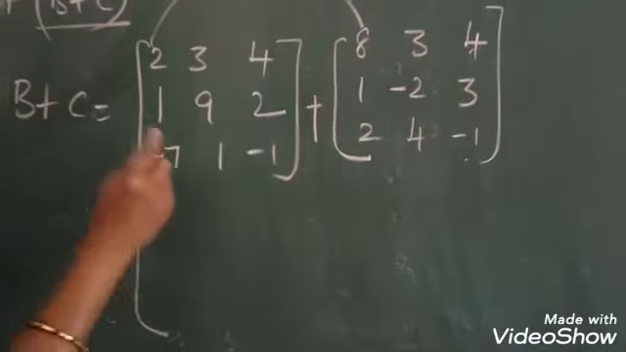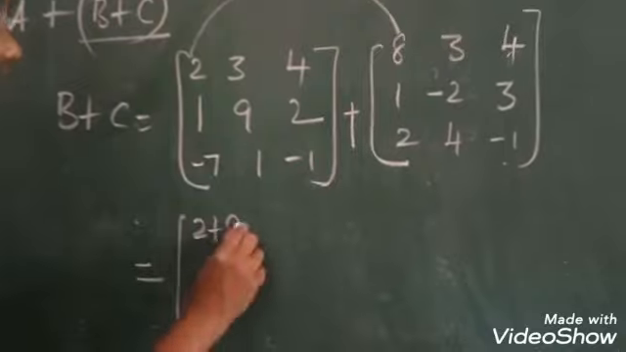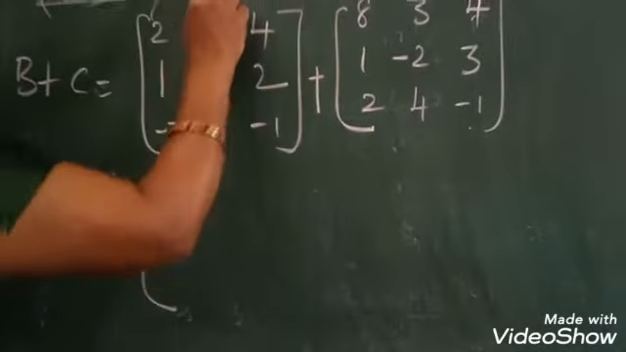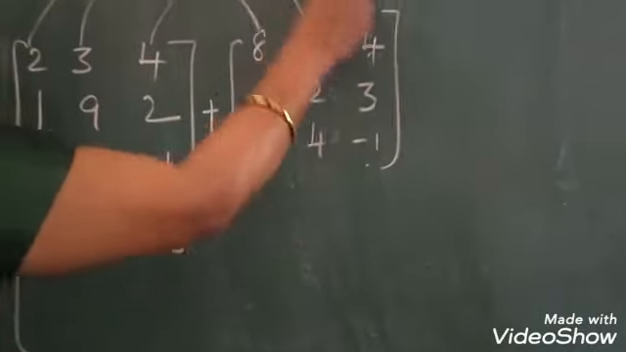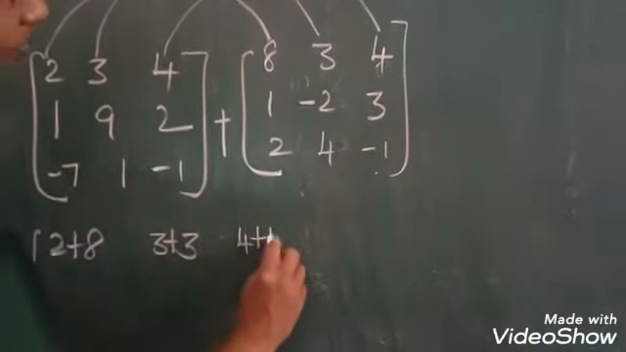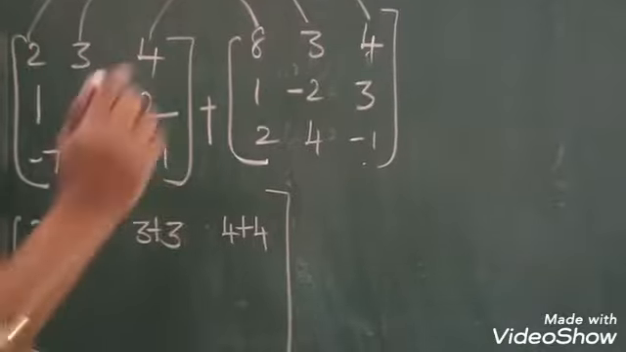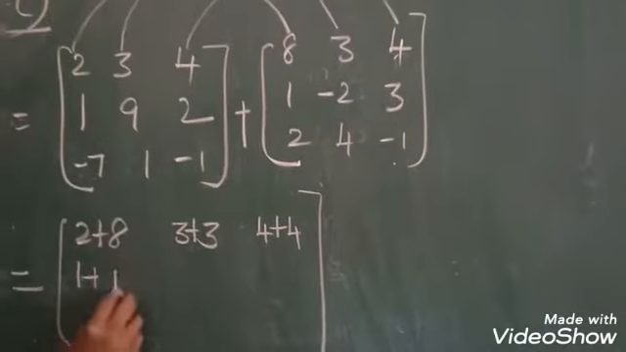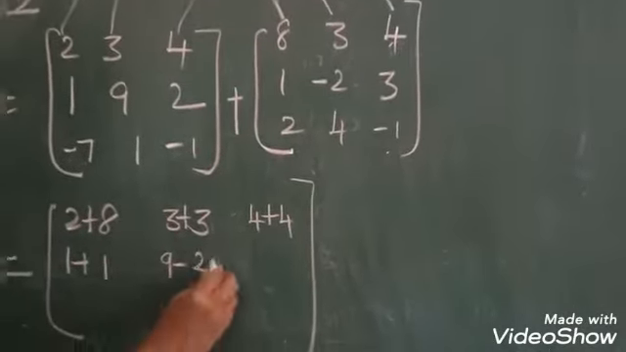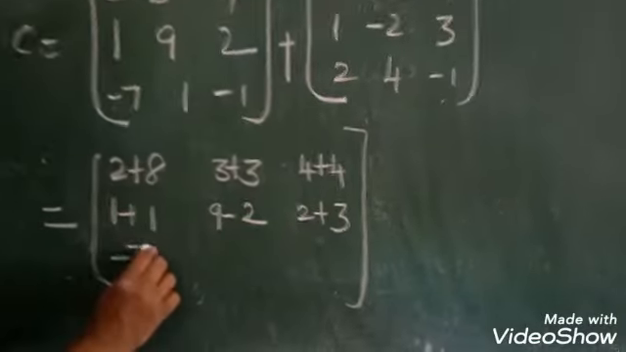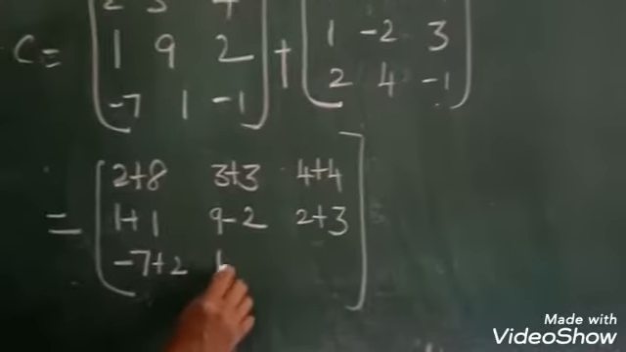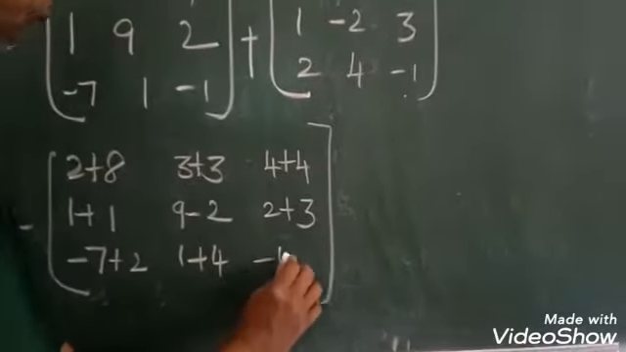Already we studied in the first sum. So 2 plus 8, this is called the first element. Then the second element with the second element, so 3 plus 3. Next, the third element, 4 plus 4. Like this you have to do the second row: 1 plus 1, then 9 minus 2, then 2 plus 3. Then the third row: minus 7 plus 2, 1 plus 4, then minus 1, minus 1.